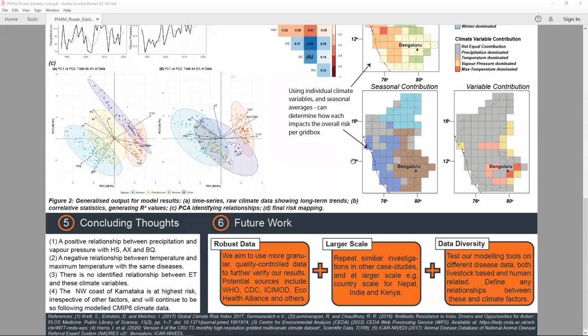In the future, we would like to repeat this investigation using more granular data sets, working with individual organizations such as the WHO and the CDC on larger, more automated projects.